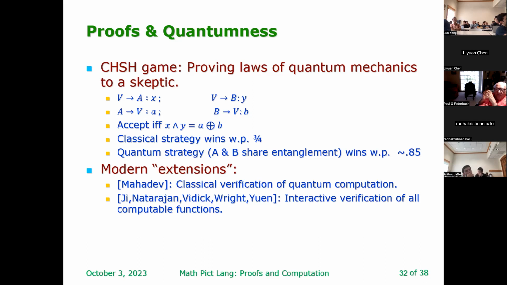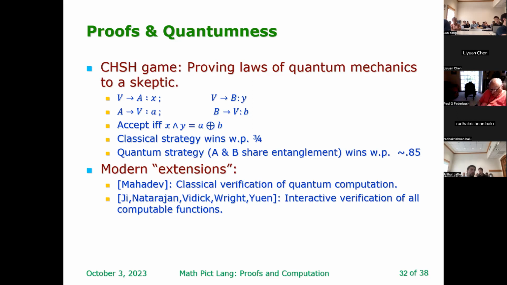Another beautiful result is basically due to this collection of authors, Ji, Natarajan, Vidick, Wright, and Yuan. It's still in the review stages, so most likely by now all the creases have been ironed out, but there are lots of brilliant ideas here. Maybe not everything will work out, but really plenty of good stuff here. They are giving an interactive verification of all computable functions. Well, okay, this is using two provers who share entanglement.